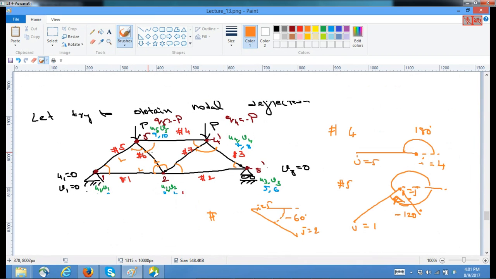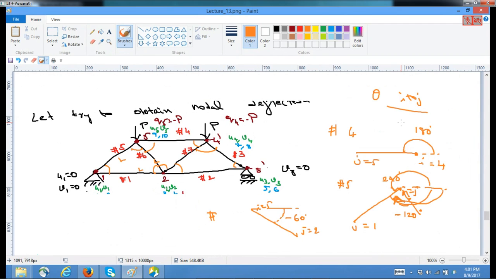Since I'm measuring in the clockwise direction, it is minus 120, or I can make it something like 180 plus 60, 240, if I measure in the anti-clockwise direction. I need to always measure from I to J. Theta is measured from I to J, not J to I. If you remember that, your angle measurement remains easier and you will get your correct cosine and sine.